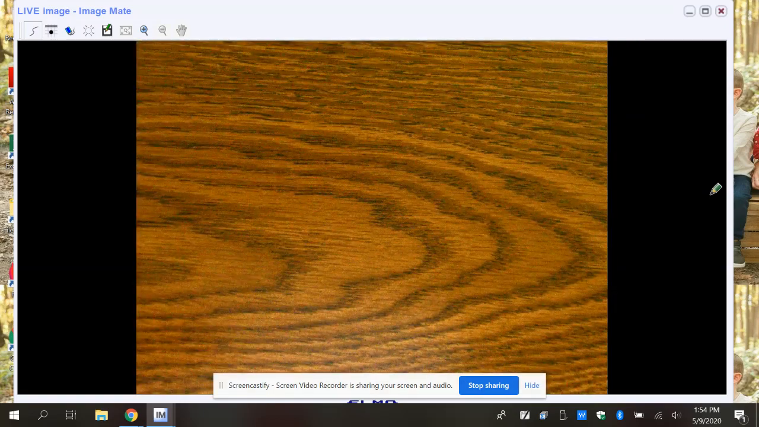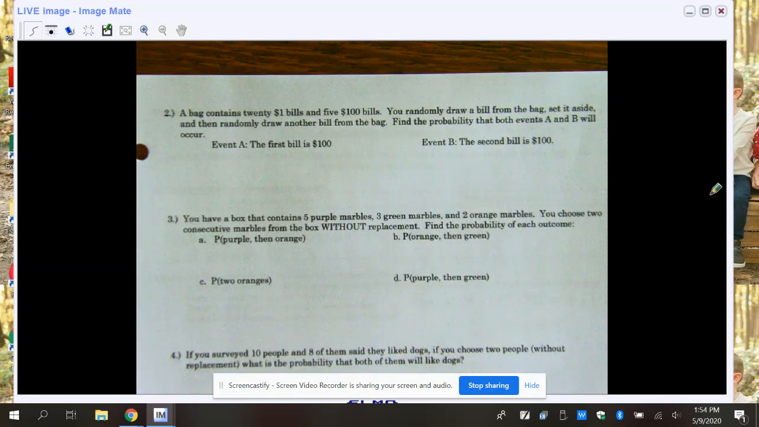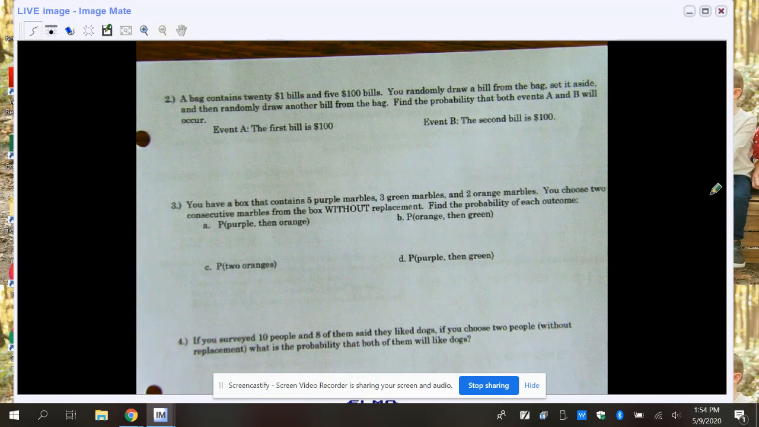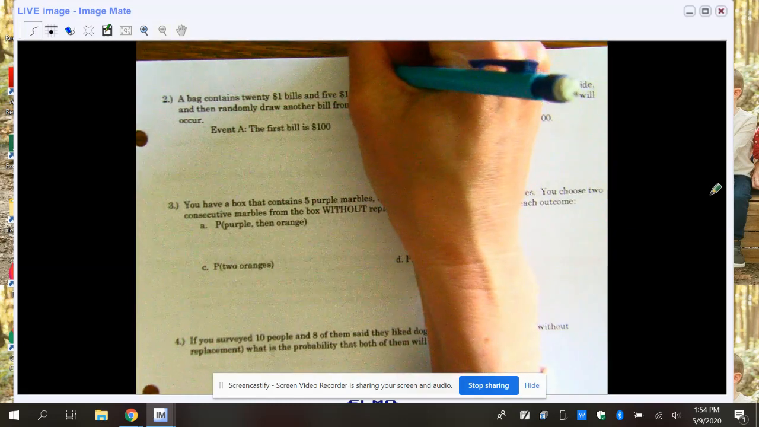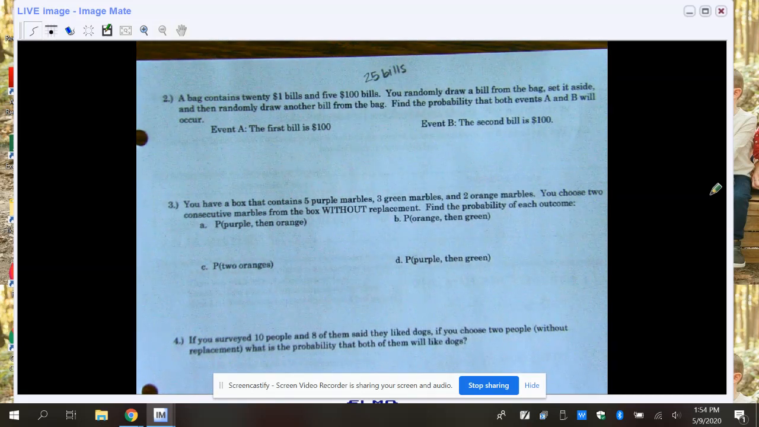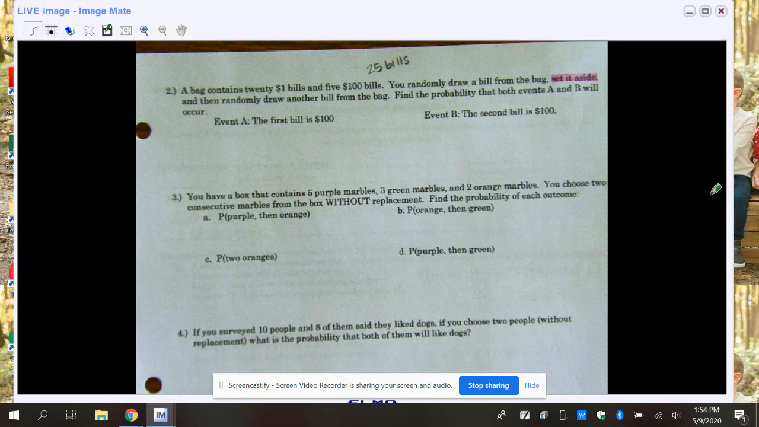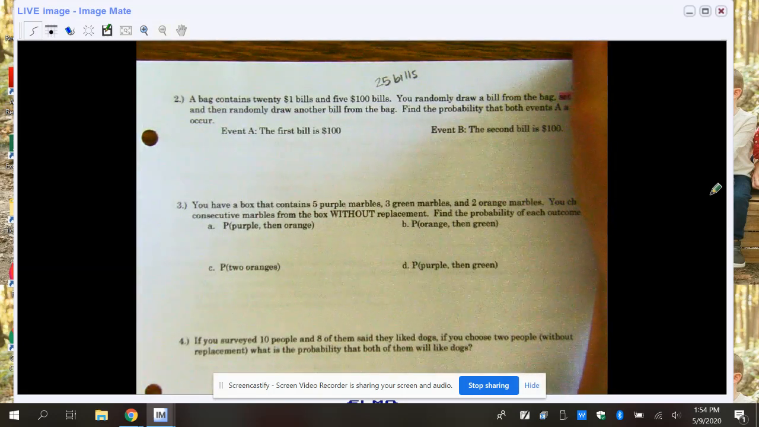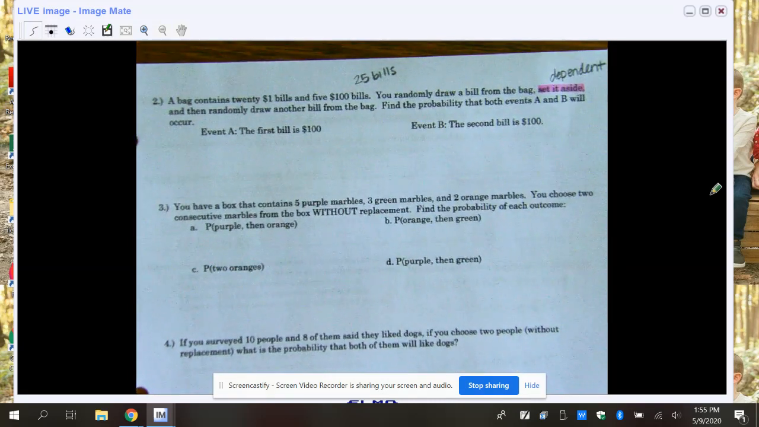Okay. All right, and so let's look at a couple other examples here. So this says a bag contains 20 $1 bills and 5 $100 bills. So first I'm going to say that this is 25 bills. You randomly draw a bill from the bag, set it aside, and then randomly draw another bill from the bag. Find the probability that both events A and B will happen. Okay, so here's the key part of this. I set it aside. So that means that I am changing what I have to choose from in my second event.